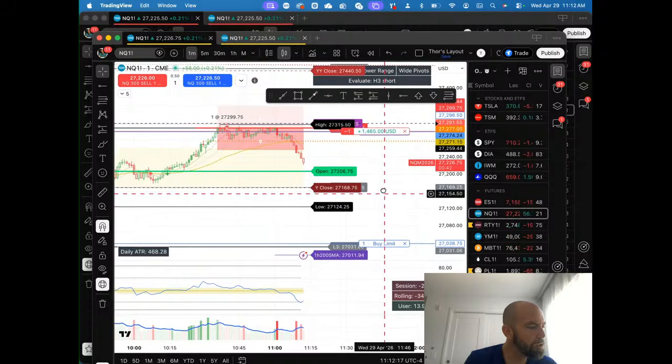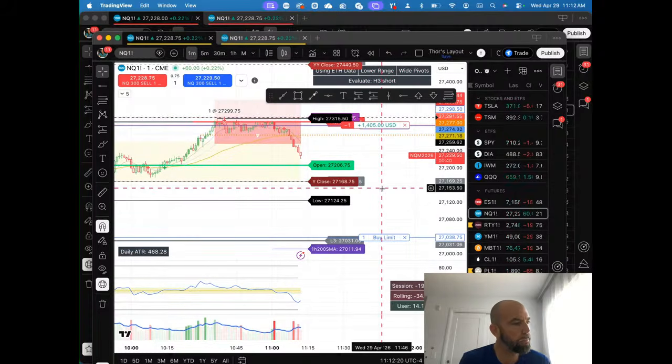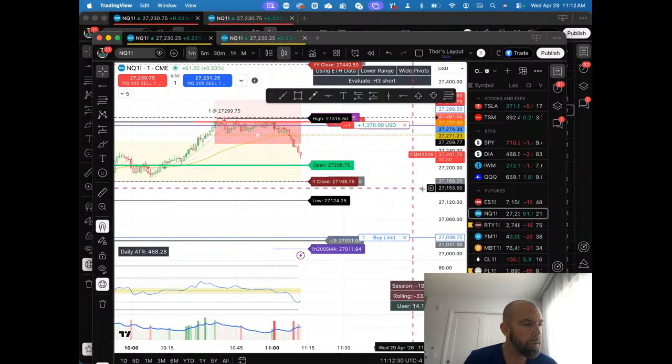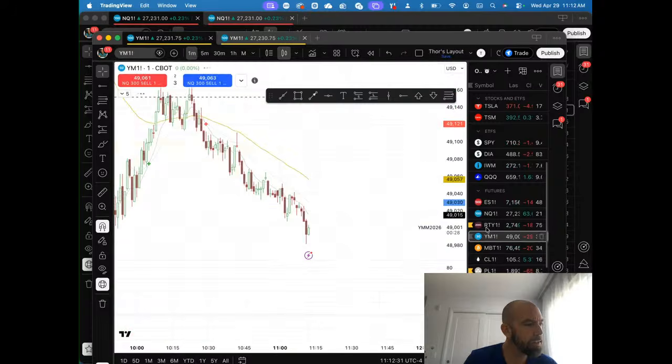So I'll show you this is my trade right here. This is what I'm going for. I'm going for H3 to L3, which will get us back to the 1 hour 200 SMA. I love YM. I think YM's great. It's my favorite setup of the day.